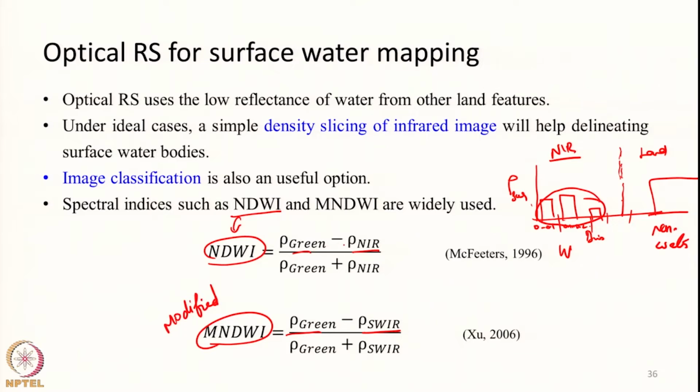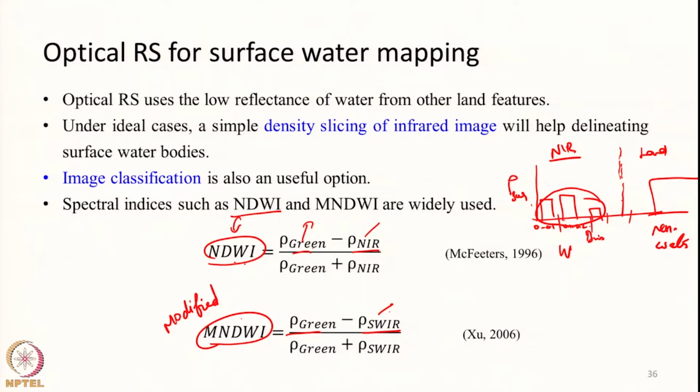So, using this relationship, normally water has higher reflectance in green and lower reflectance in NIR and SWIR. Using these characteristics, people have developed indices for identifying open water bodies. Again, these indices have proven successful for identifying water bodies. Normally they will have positive values for water bodies and negative values for non-water bodies. But the threshold can vary from region to region and based on the quality of data we are using.